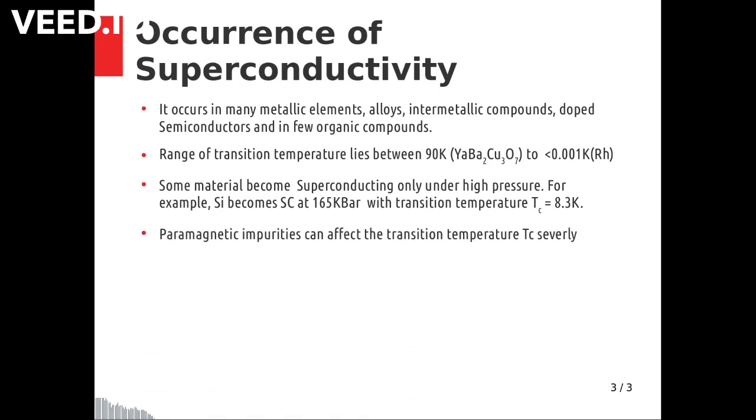The paramagnetic impurities can affect the transition temperature severely. So if we consider two same materials, and one material has impurities, the other is pure, the transition temperature of the material which has impurities will be quite lower, which will be unfavorable. So we don't need a material that has very low transition temperature. That's why it is required to avoid these impurities or take pure material as a specimen.